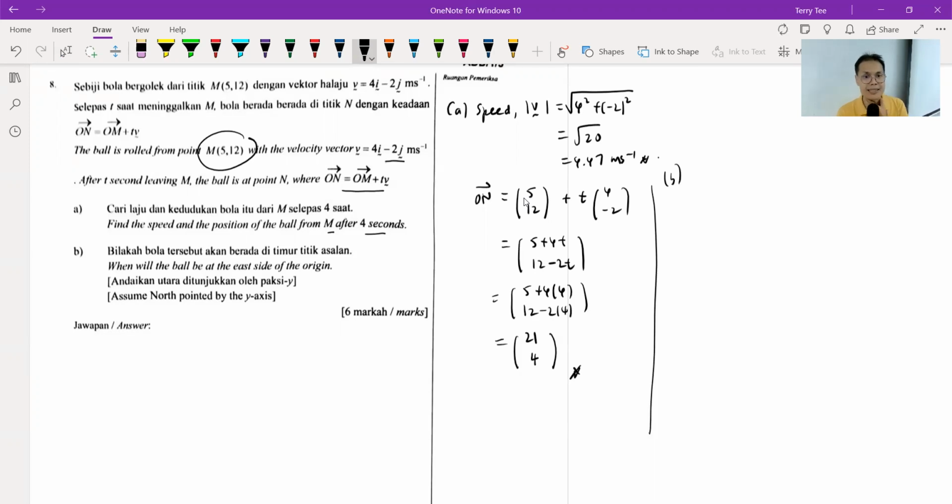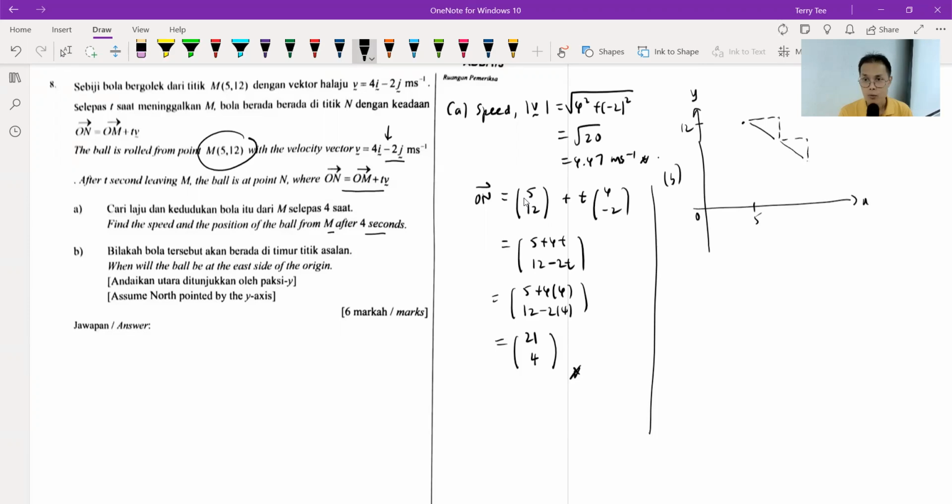When will the ball be at east of the origin? To help you understand this, maybe I draw the diagram out like this. We know the original position is at (5, 12). So this is your y-axis, this is your x-axis. Now, the ball is moving in this direction. 4i minus 2j means I go 4 units to the right, 2 units down. 1 second, I go here. 2 seconds, you go here.